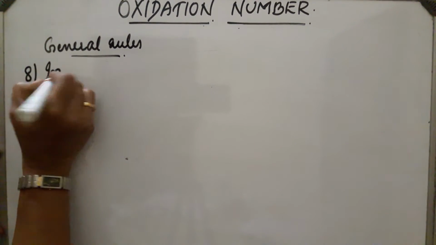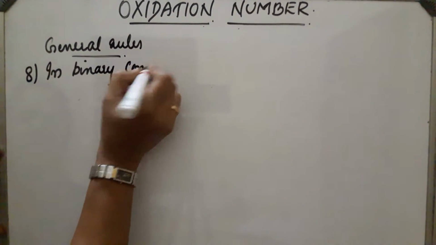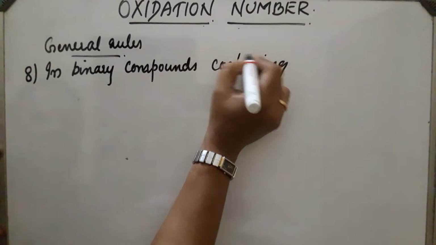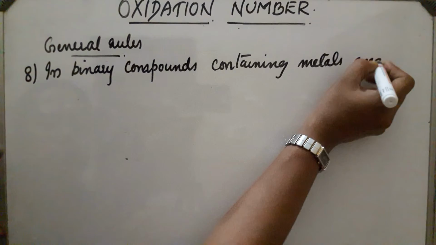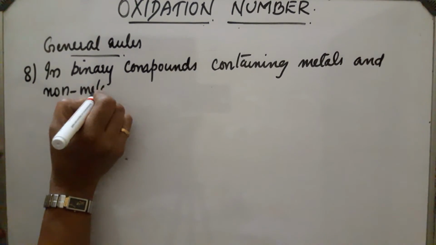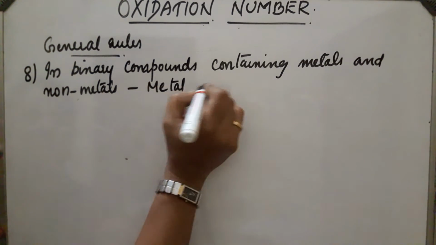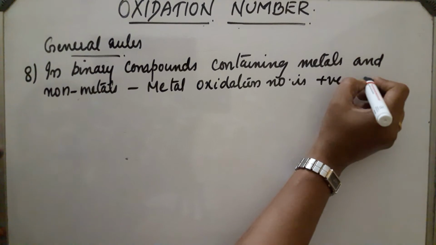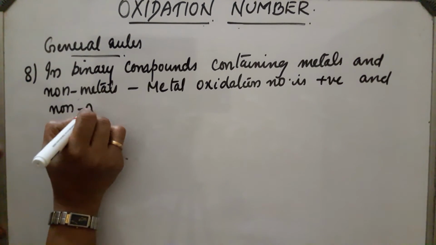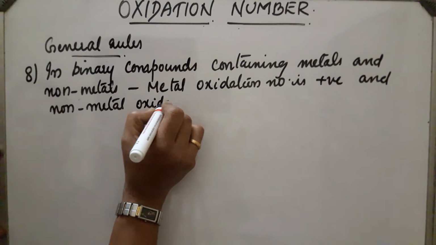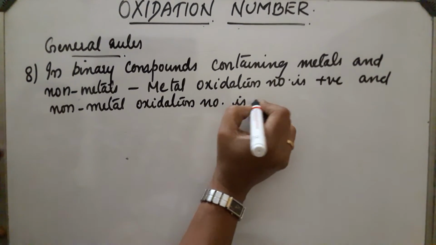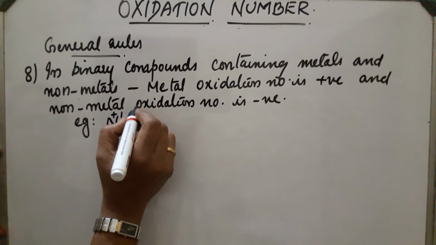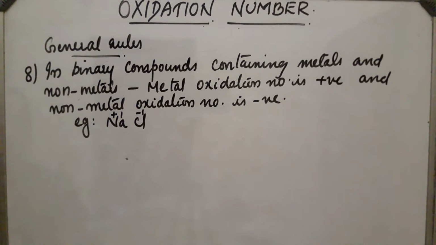Next point, in binary compounds containing metals and non-metals, the metal oxidation number is positive, and the non-metal oxidation number is negative. Example, in the case of NaCl, metal oxidation number +1, and here -1.